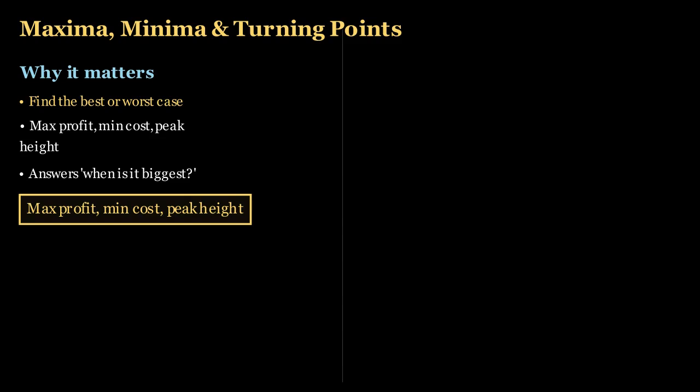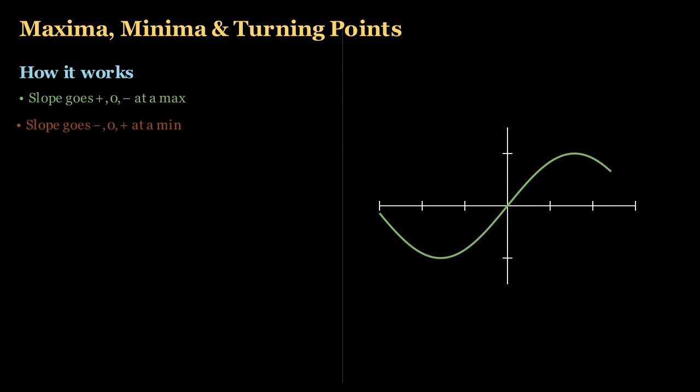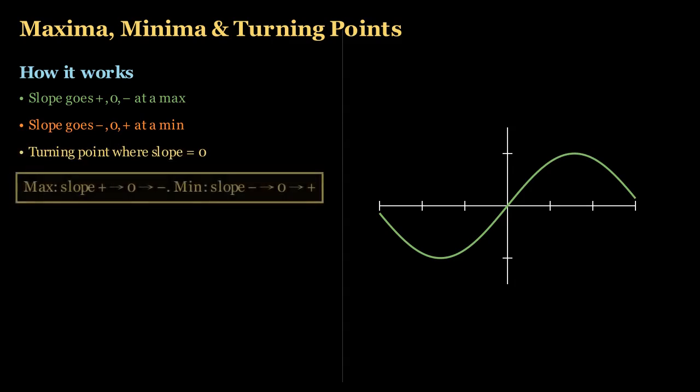Let's see how this works using the idea of slope we already know. Picture a curve that goes up, flattens at the top, and then goes down. As you walk up the left side, the slope is positive, you're climbing. Right at the peak, for a single instant, the ground is flat, the slope is exactly 0. Then as you walk down the right side, the slope becomes negative. So a maximum is a point where the slope changes from positive to negative, passing through 0.